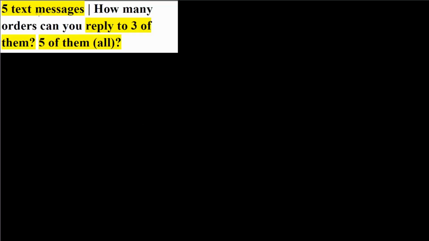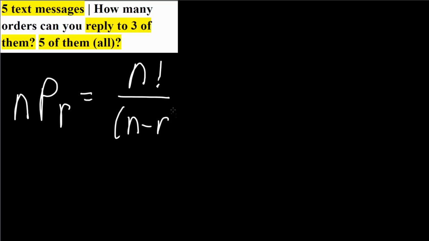So we have 5 text messages, and we want to reply to only 3 of them. We will only reply to 3 out of the 5, and we want to know how many orders, what are the possibilities. So in this problem, the way we're going to write it is going to be a formula. So we say nPr. n is the number of objects, so 5 text messages are the number of objects. r is the number that we reply to. And so nPr is equal to n factorial divided by n minus r factorial.